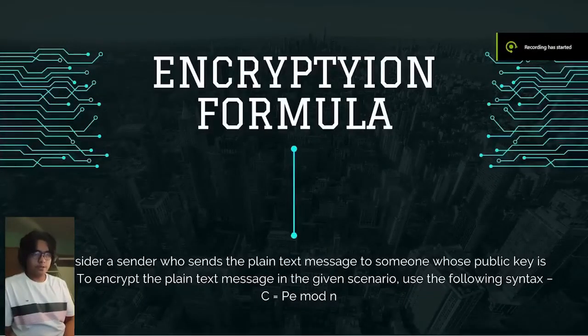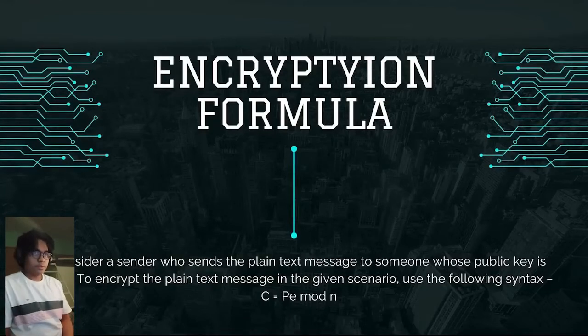Hello. Today I'll be talking about the encryption formula and decryption formula of the RSA algorithm. So basically, these two formulas are very straightforward, and they use a public and private key when encrypting and decrypting. So consider a sender who sends the plain text message to someone whose public key is N, E. To encrypt the plain text in the given scenario, use the following syntax.